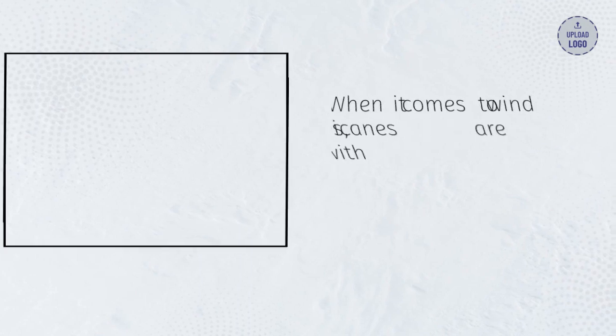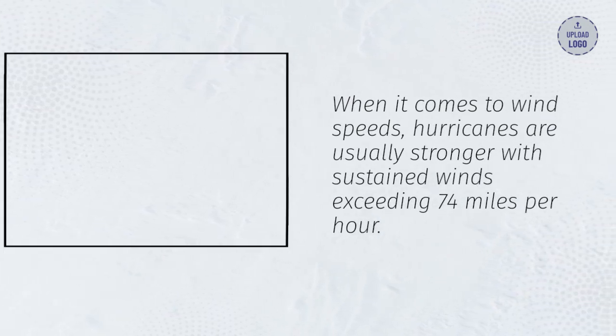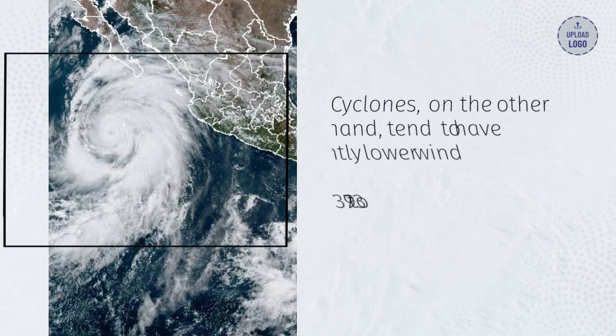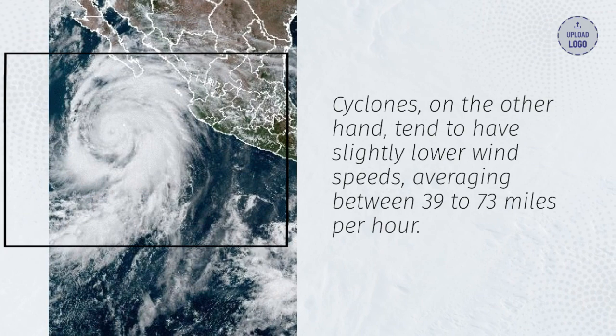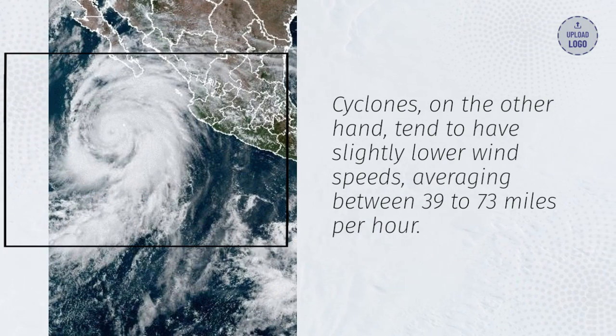When it comes to wind speeds, hurricanes are usually stronger with sustained winds exceeding 74 miles per hour. Cyclones, on the other hand, tend to have slightly lower wind speeds, averaging between 39 to 73 miles per hour.